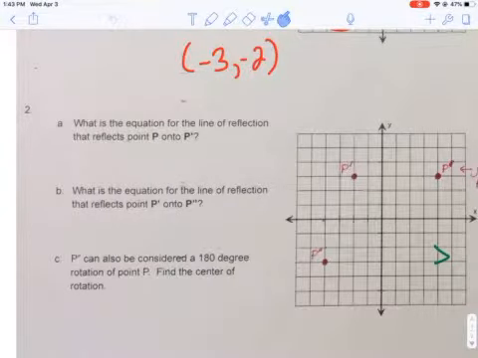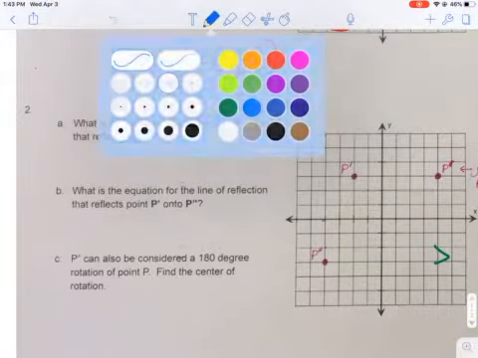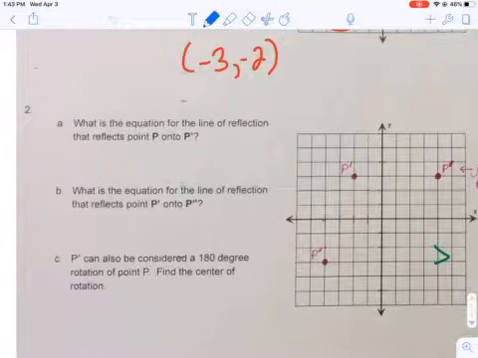I'm going to walk you through 6.4 practice problem number 2. Very similar to number 1, but I just wanted to go through it nonetheless. All right, so the first question we are asked is, what is the equation for a line of reflection that reflects point P onto P prime?